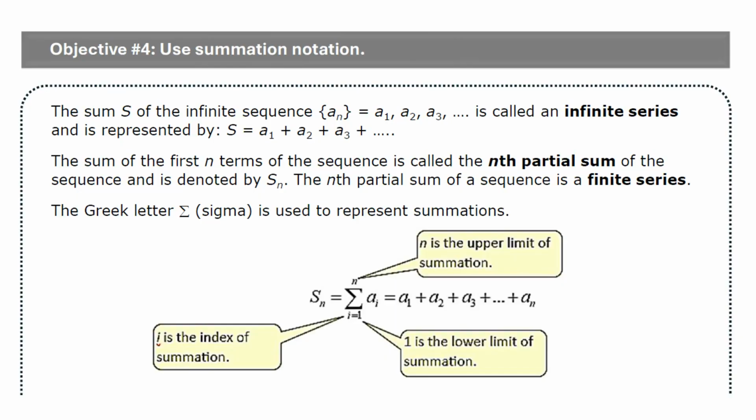Okay, so just like we did in the previous problems where the directions told us to find the first 4 terms, your summation here will tell you where you're going to start and where you're going to end. So here we will start at 1 for i, and we will go all the way up to n, whatever value n is.